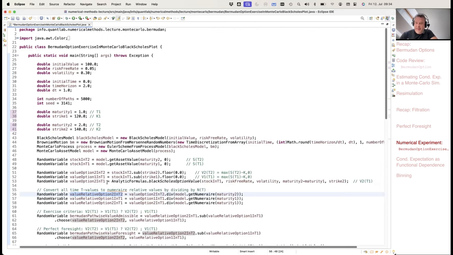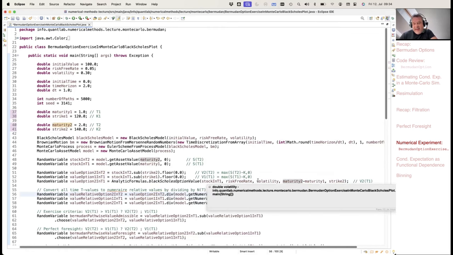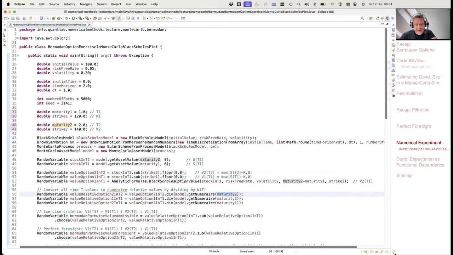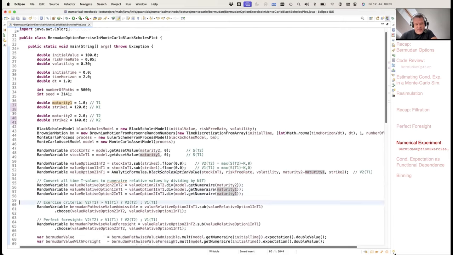The next step is that I will transform all values to be numerator relative. So I divide by the numerator. So the value relative option 2 in T2 is the value of the option 2 in T2, observed in T2, divided by the numerator in time T2. And here, these were observed in T1. They are divided by the numerator in time T1. So also this here, my Black-Scholes formula, my conditional expectation, divided by the numerator at time T1.